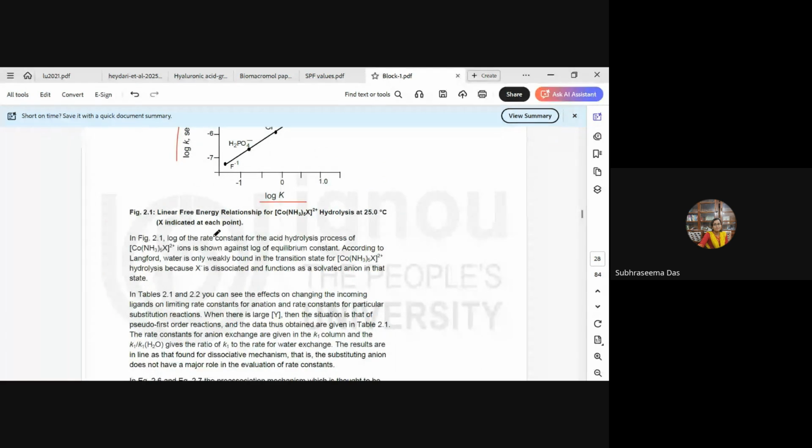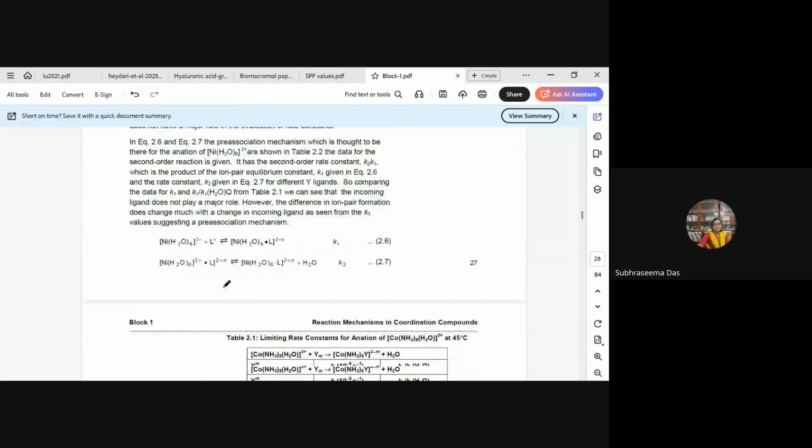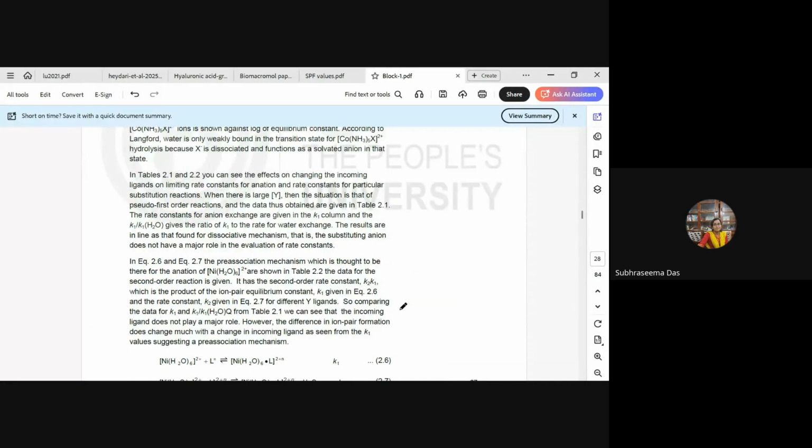So also here in figure 2.1, the log of the rate constant for the acid hydrolysis process of Co(NH3)5X has been shown against the log of the equilibrium constant. Here the rate constant is always represented as small k, and the equilibrium constant is shown in capital K. In tables 2.1 and 2.2, we can see the effects of changing the incoming ligands on the limiting rate constants for anation and rate constants for particular substitution reactions.